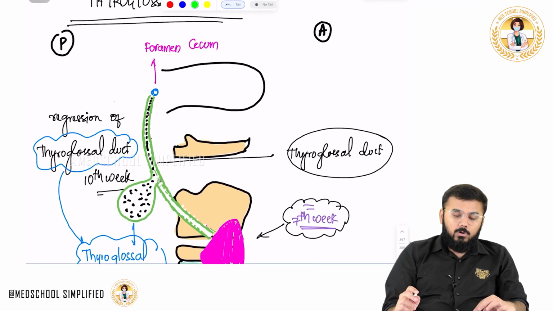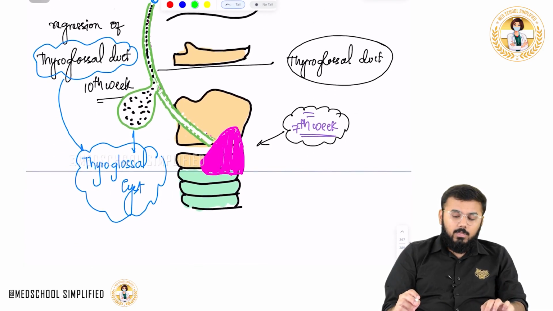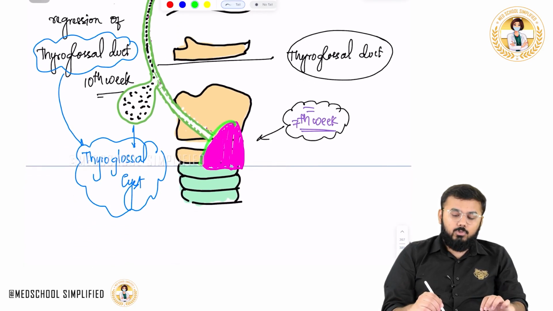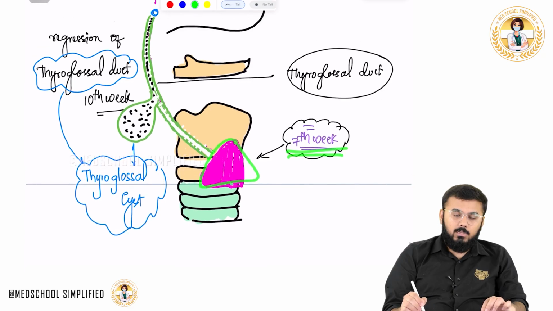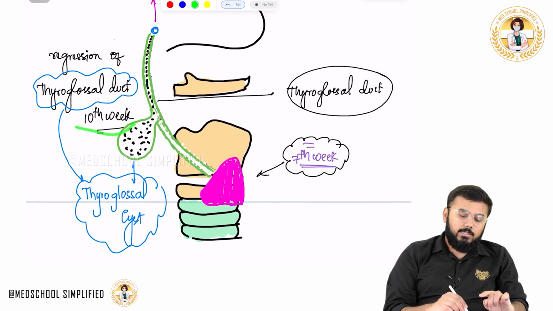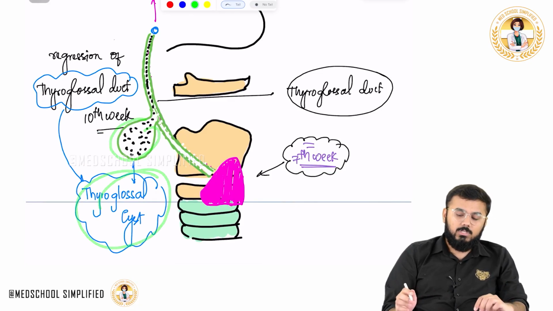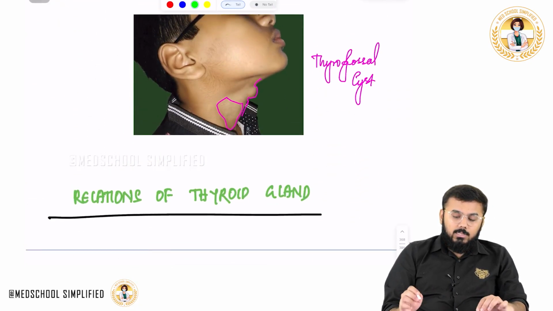Next we have something called thyroglossal cyst. You know that the thyroid gland comes to this position at the 7th week. Next, this thyroglossal duct will regress by the 10th week. If it does not regress, secretions will form, leading to a thyroglossal cyst. So this is the thyroglossal cyst.